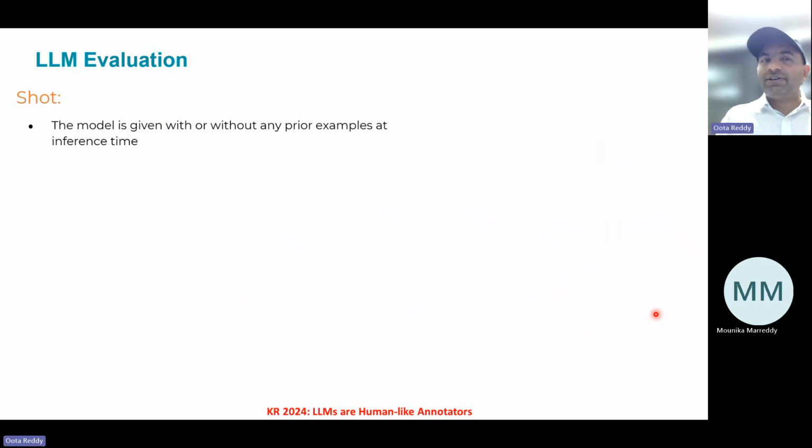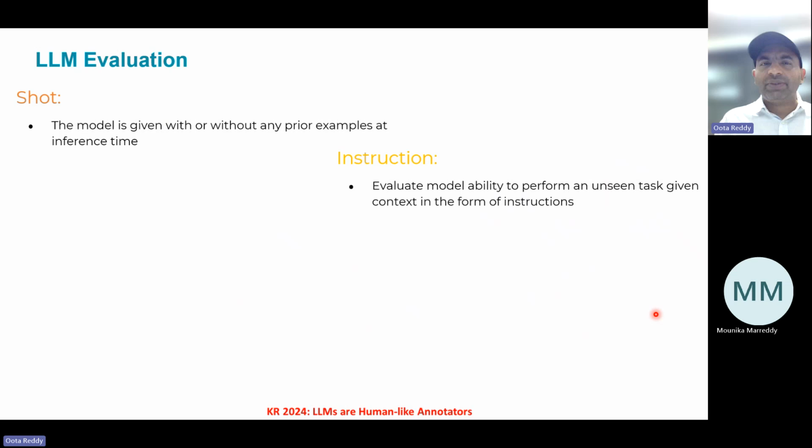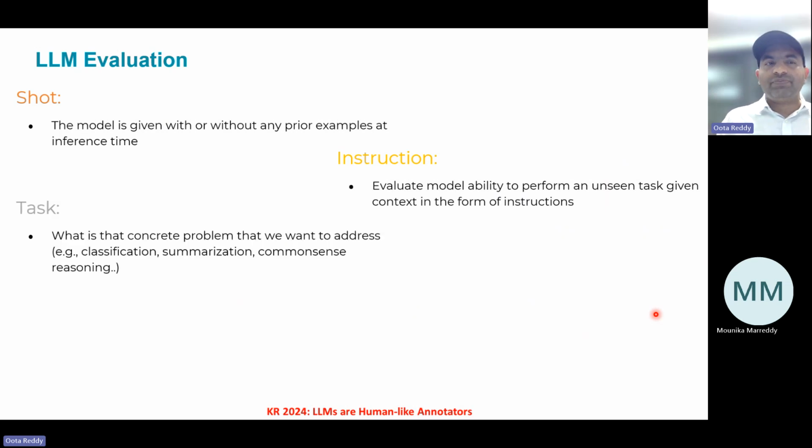Shot: the model is given prior examples or none at inference time. So whether it is zero-shot, with no examples, or one-shot or few-shot, provided with some examples. Instruction: evaluate the model's ability to perform any unseen task given context in the form of an instruction. If we have a model, we just give an instruction, let's say summarize. Summarize is just an instruction. The model has never seen this kind of task, but still we can evaluate the model.